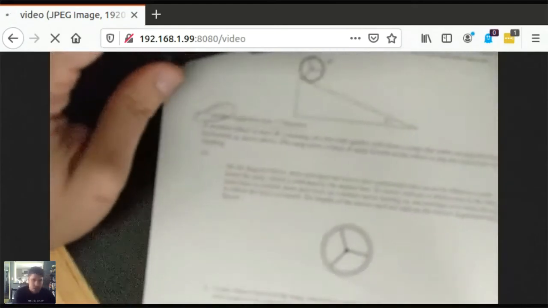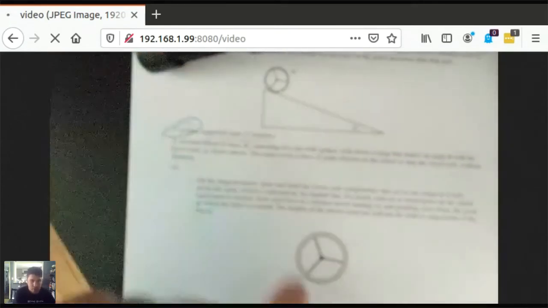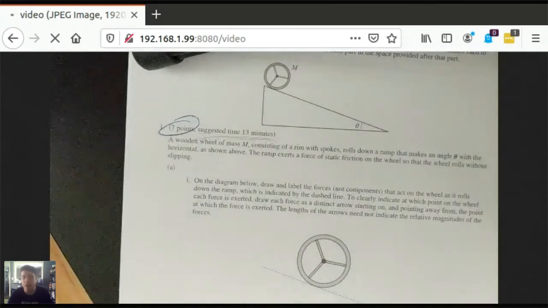All right, so we're going to start off by doing, come on, focus, nice camera. There we go.